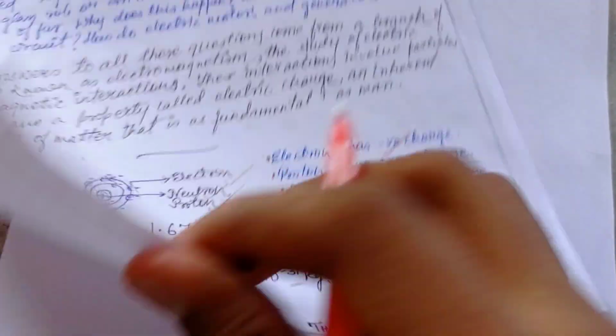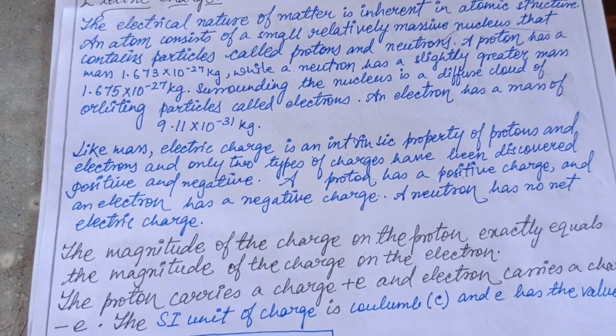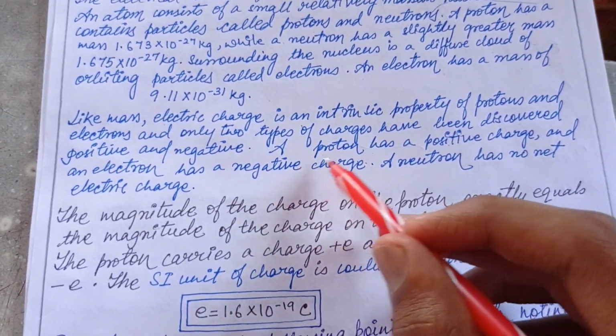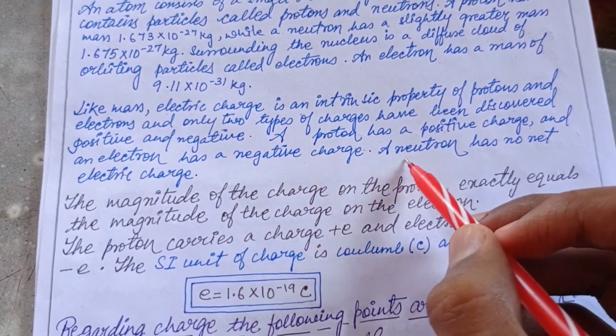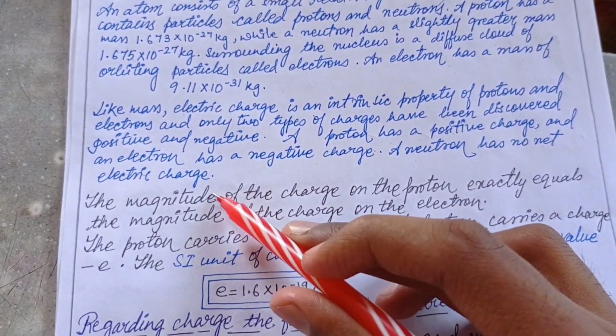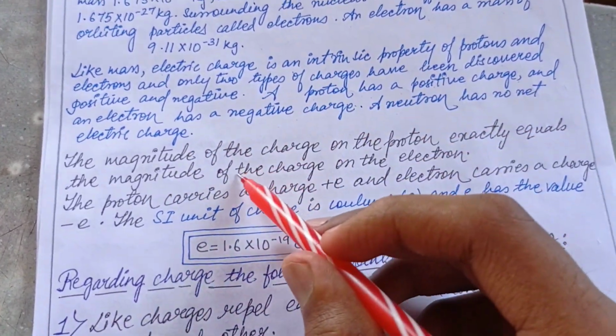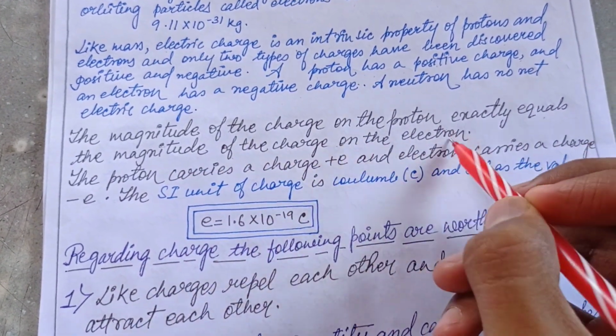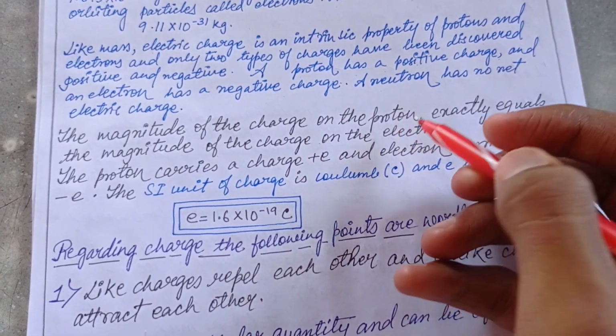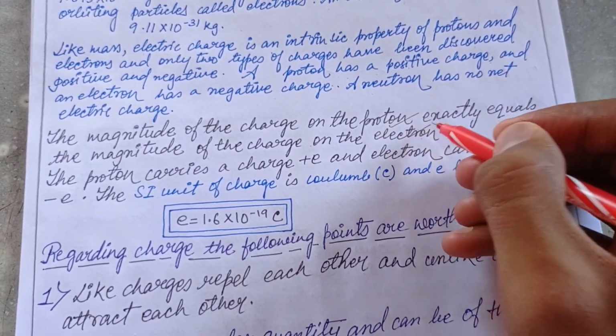So we have that a proton has a positive charge and an electron has a negative charge. A neutron has no net electric charge. The magnitude of the charge on the proton exactly equals the magnitude of the charge on the electron. The magnitude of the charge of the proton and electron is just the same.